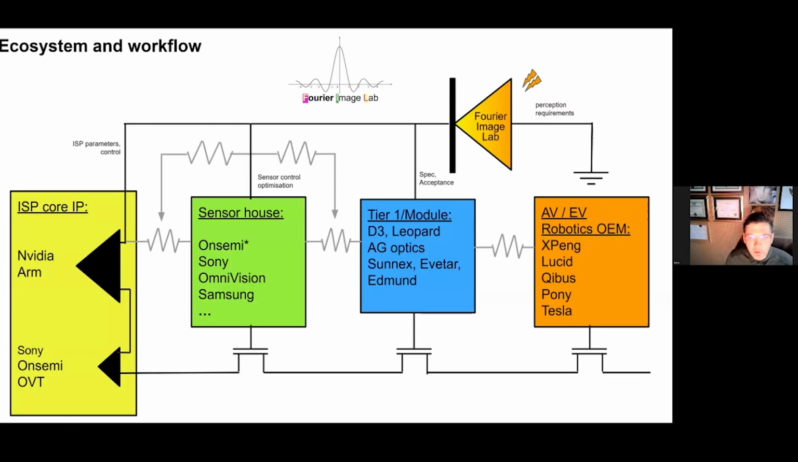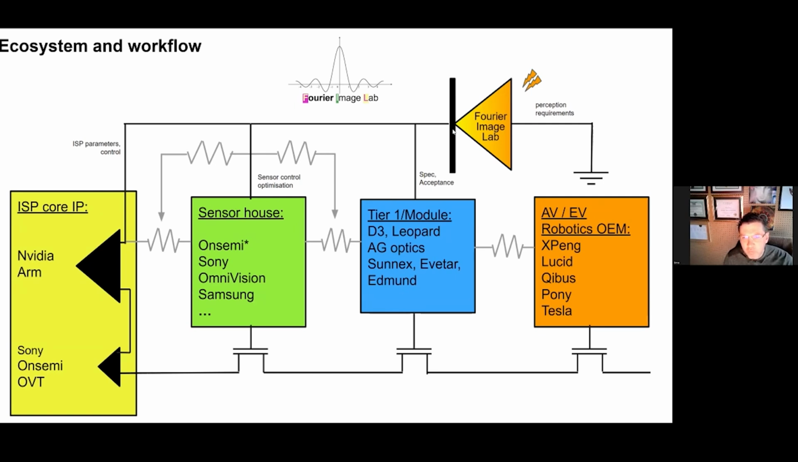So the position of the lab in the infrastructure of vision architecture is displayed here as a sort of frequency equalizer between the ISP core provider, module house, and sensor house. So you can see this in big blocks, and those lines indicate some resistance, causing some misunderstanding or frequency mismatch between the 2 or 3 players in this system.